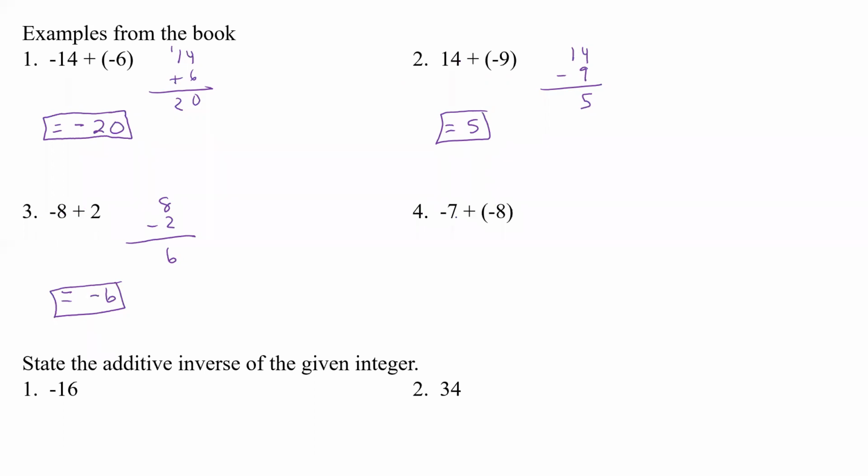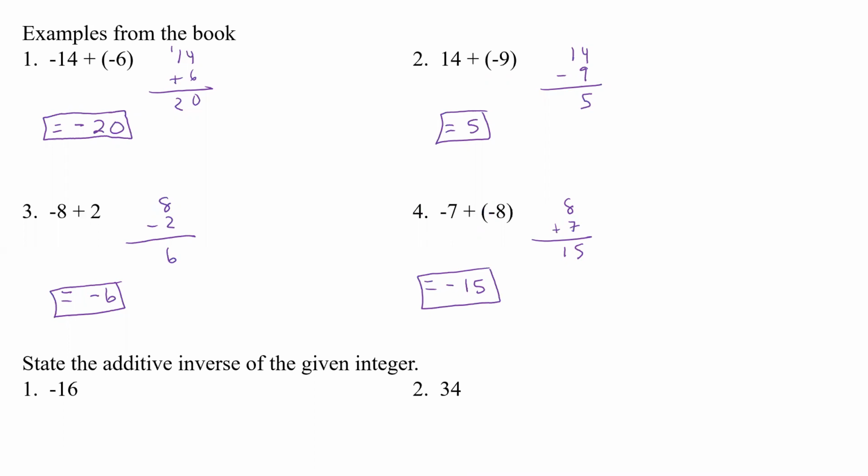All right, here we're back to like signs, same ones. And so what we can do is just add their magnitudes. We can take 8 plus 7, and we get 15, but we have to keep the same sign, so it's a negative 15.